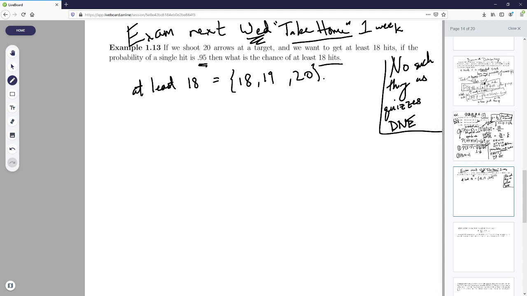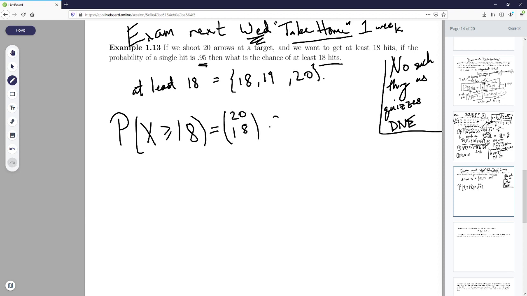Okay, so, right. So let's compute this. What is the probability that x is bigger than or equal to 18? Well, it's equal to C20. Oh, wait, what am I doing? Not C20, 18. 20 choose 18. 0.95 to the 18th power. 0.05 squared.